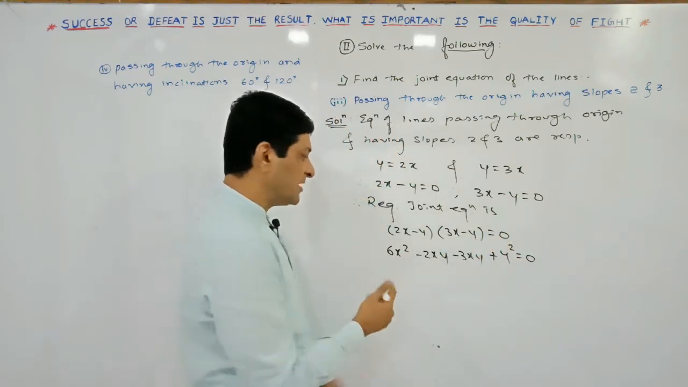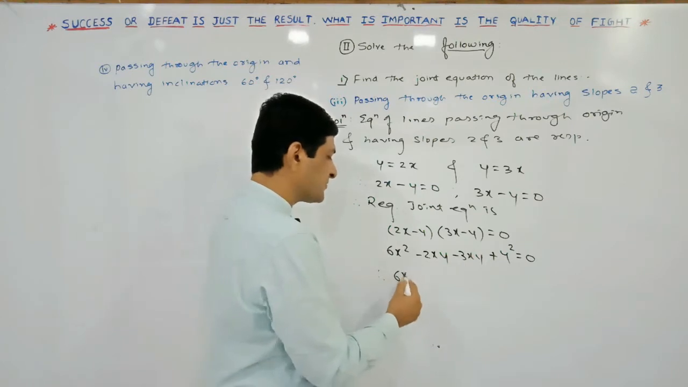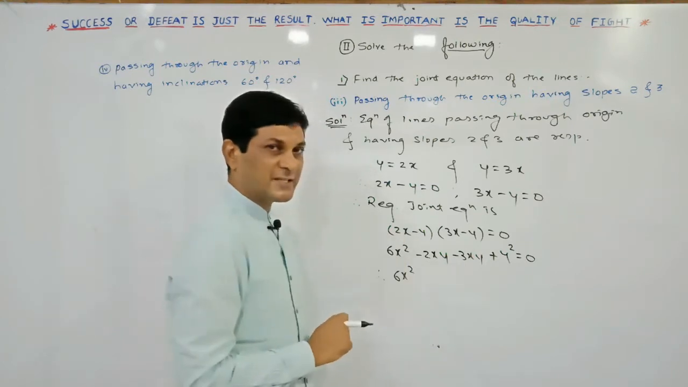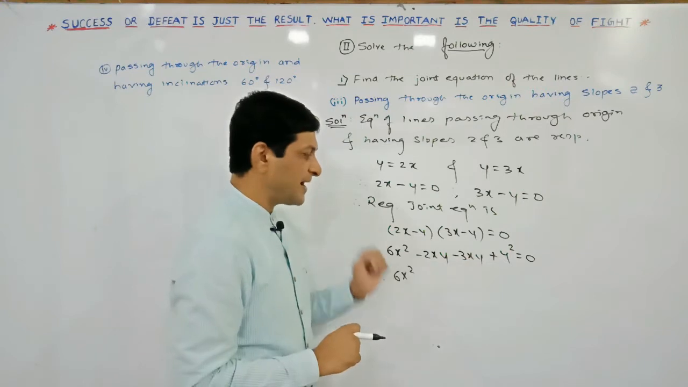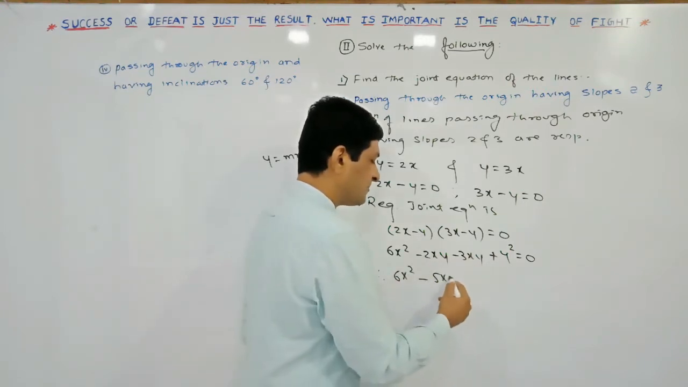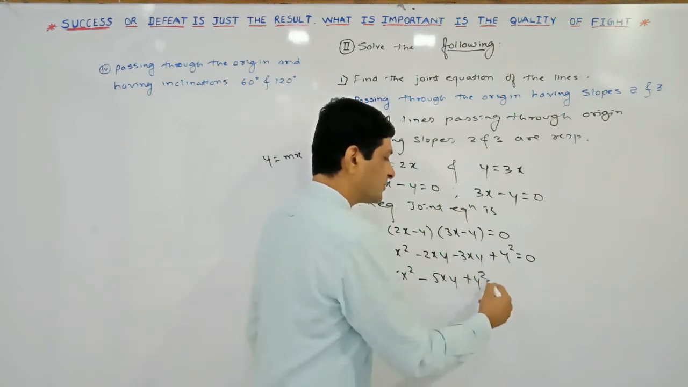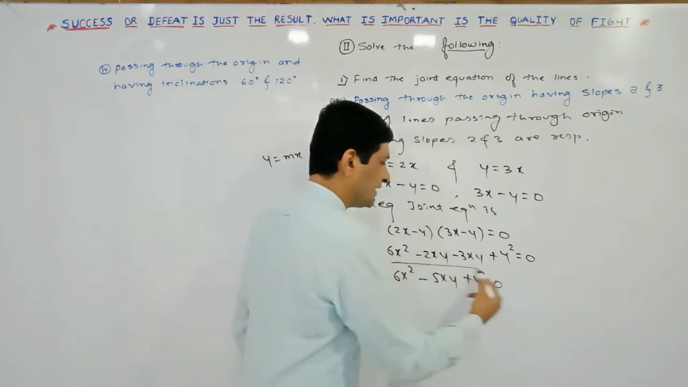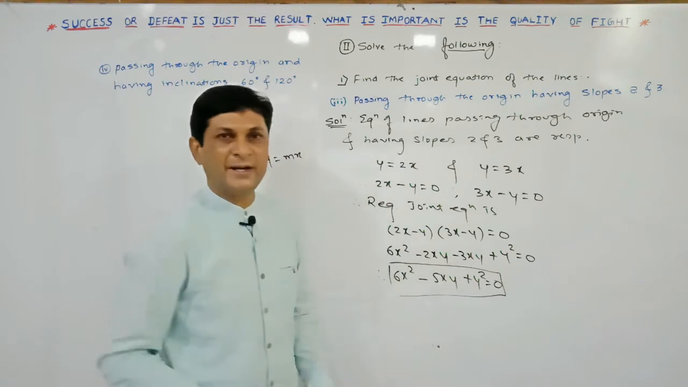So we have taken the multiplication, just write down it in the simplest form. Keep term of 6x square as it is. Two terms of xy are there. Collect these two terms. Minus 2xy and minus 3xy will become minus 5xy plus y square is equal to 0. In this way, we have got our required joint equation.